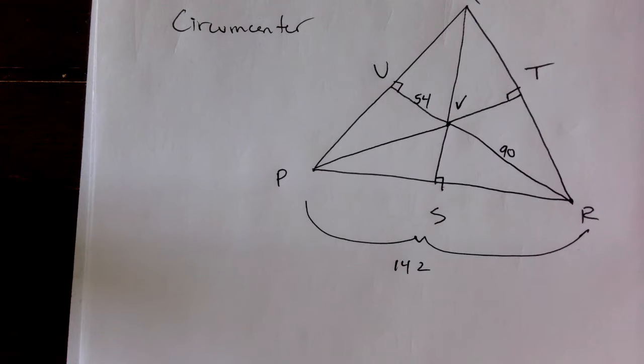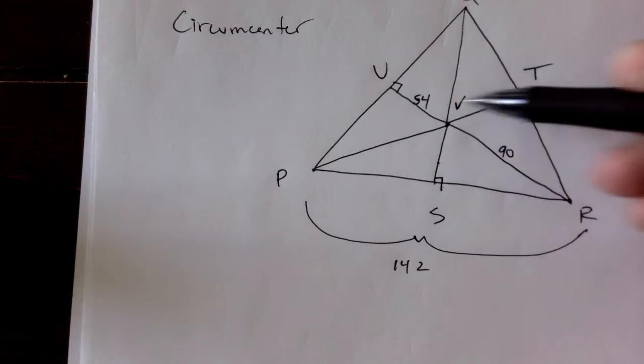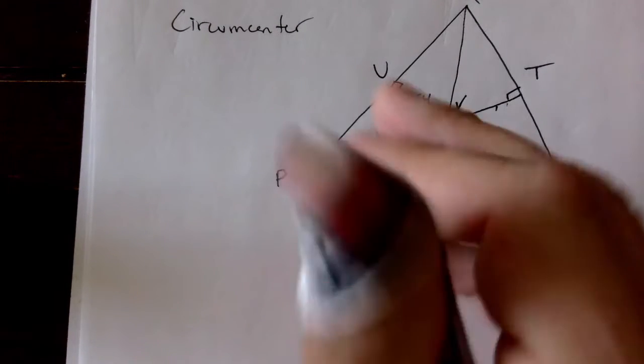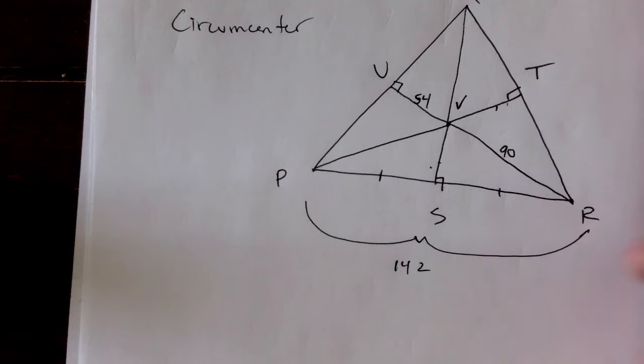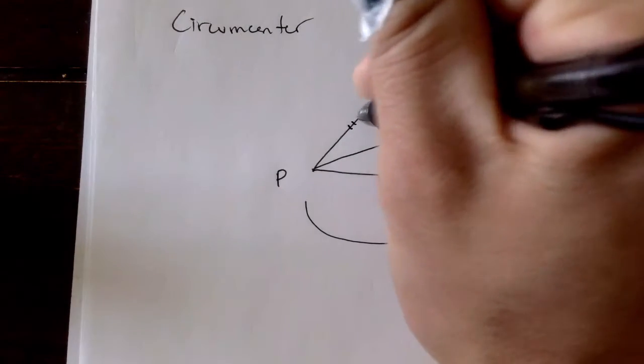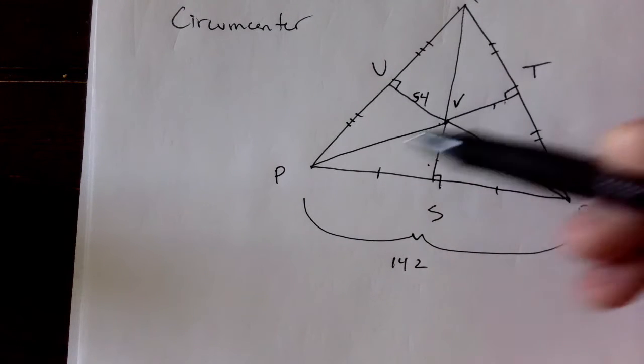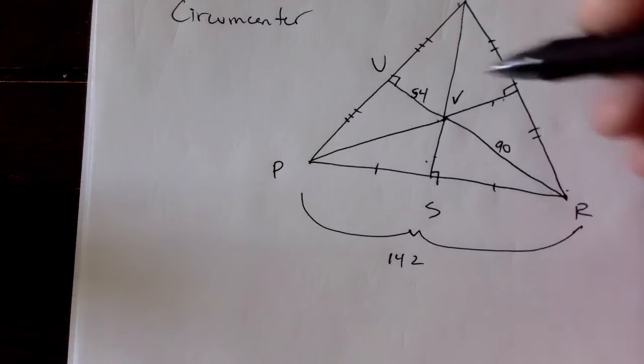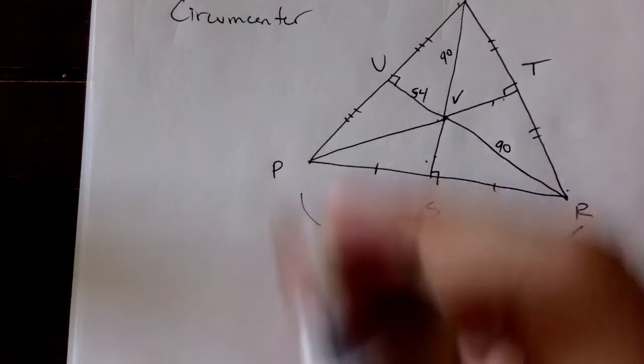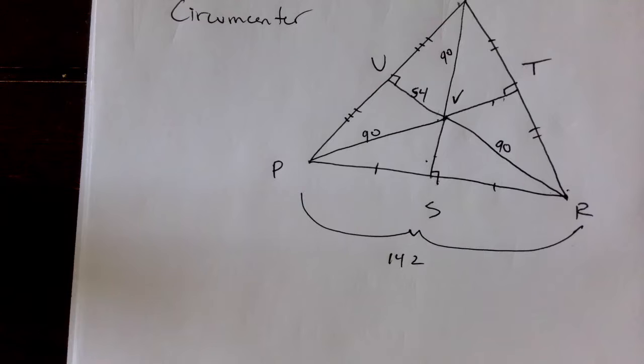The first, each one of these lines right here bisects its sides. So we know that is congruent to that. That is the same as that, and that is the same as that. We also know from the vertex to the circumcenter, all of these are the same. So if RV is 90, QV is 90, and PV is 90. Alright, so we know that.